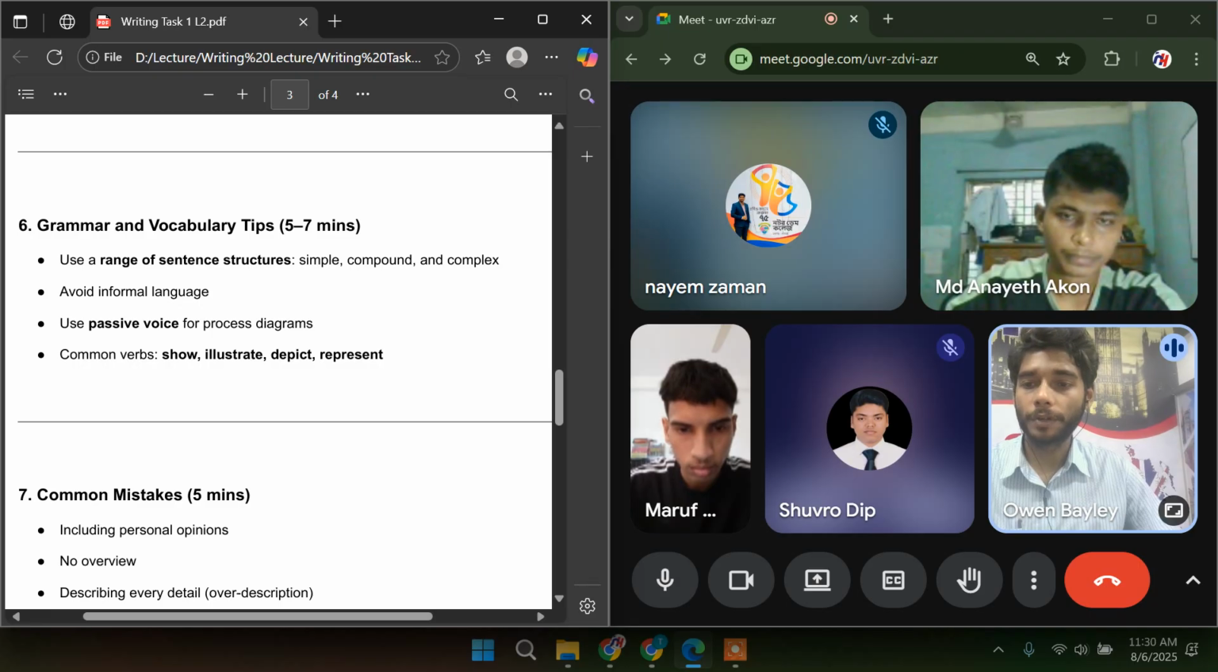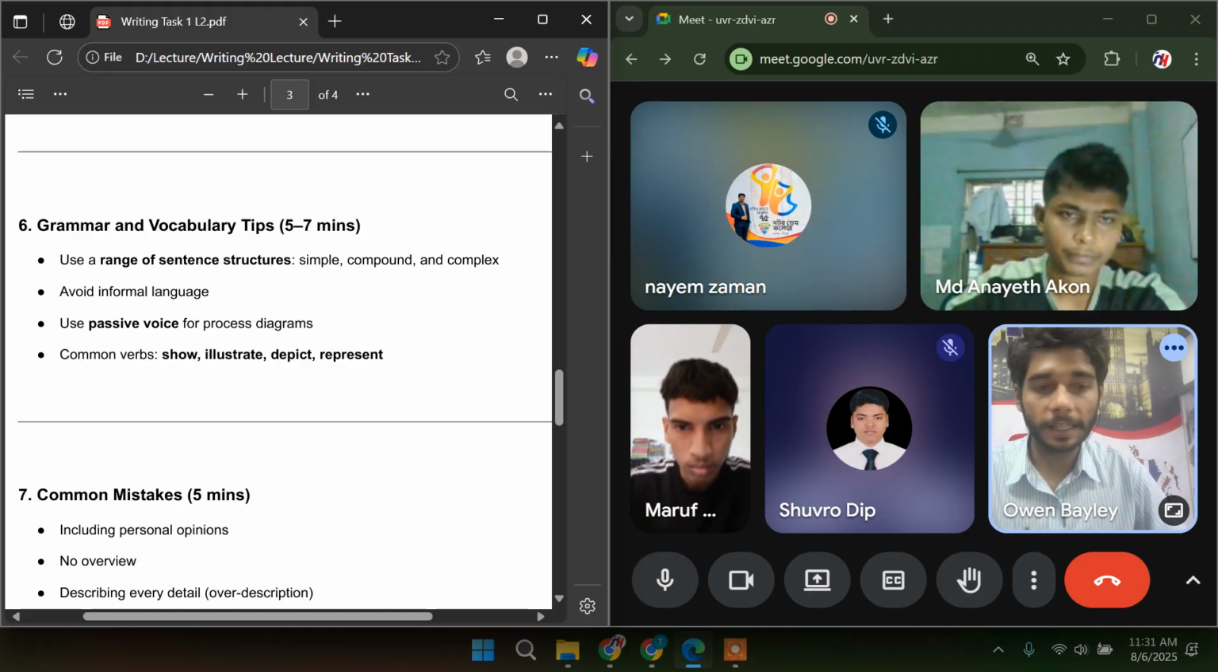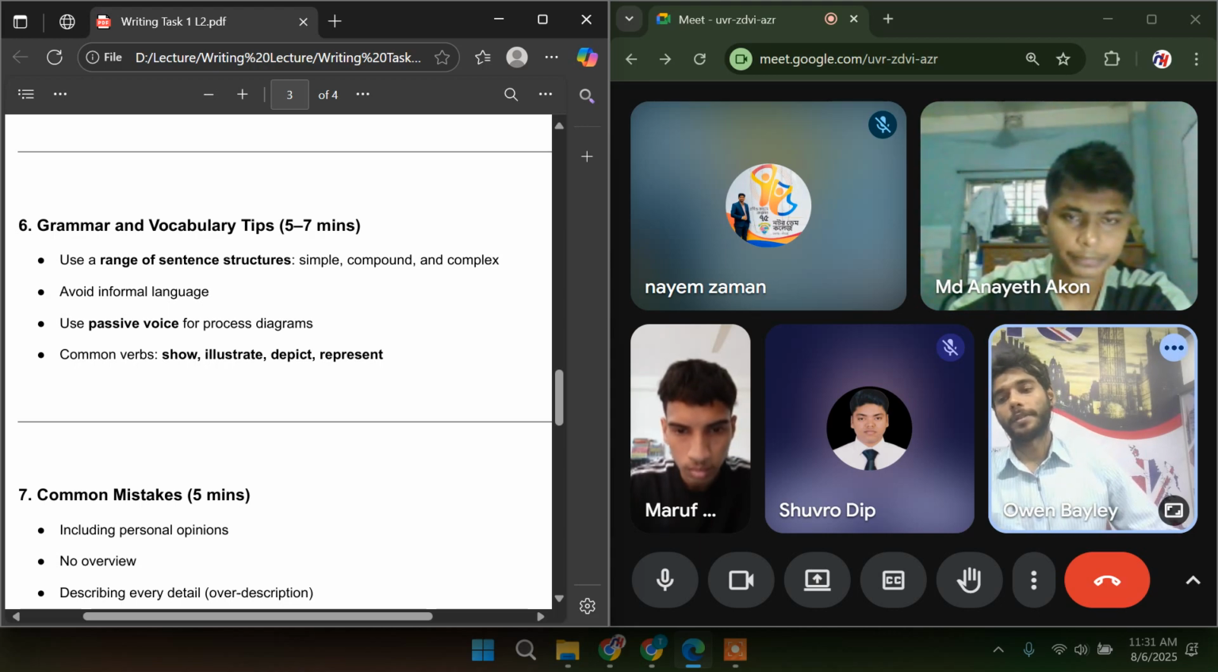Use a range of sentence structures: simple, compound, complex. Start off with simple, then compound, then complex, and avoid informal language. You cannot use contractions like isn't, wasn't, couldn't, or any informal words like yeah or but. Avoid all that, and use the passive voice for process diagrams, and common verbs such as show, illustrate, despite, represent.